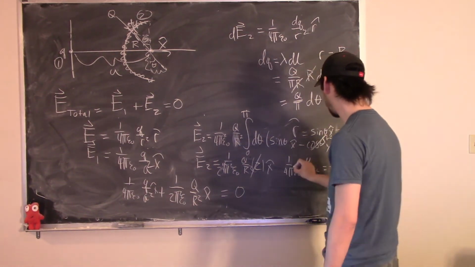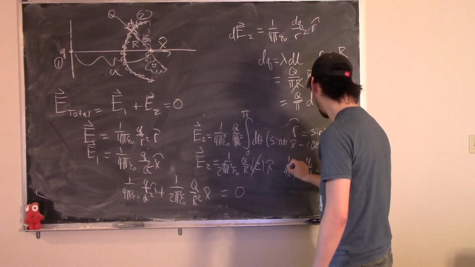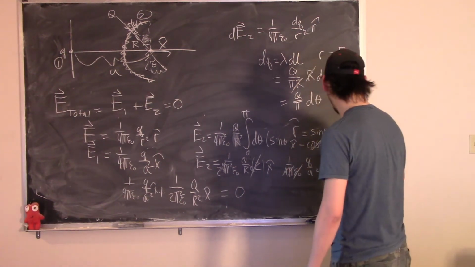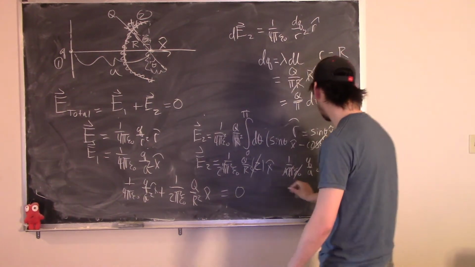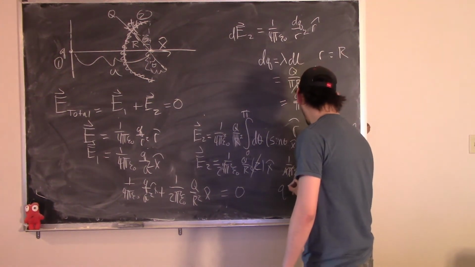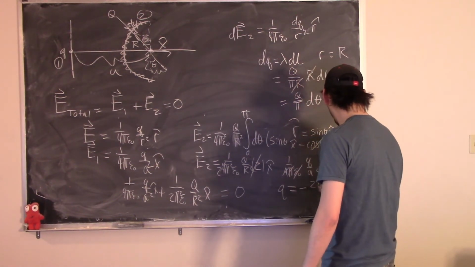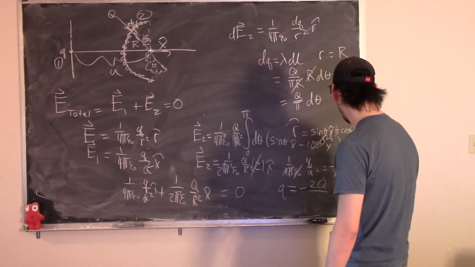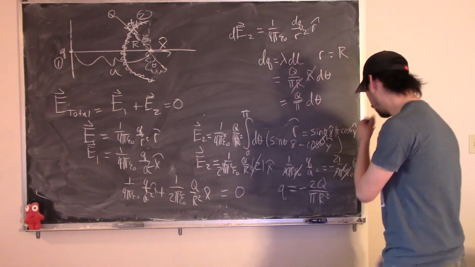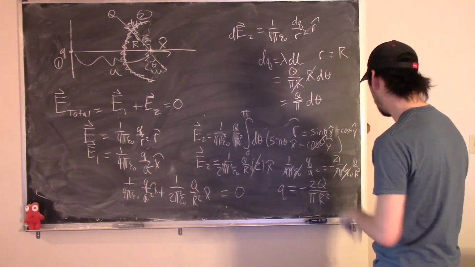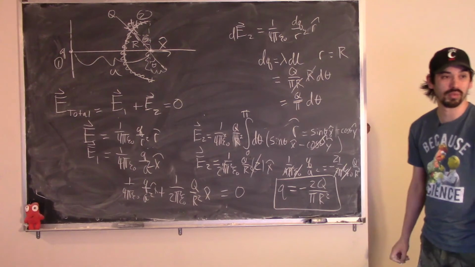We can cancel a factor of pi. We can cancel an epsilon naught. We can move this to the other side. This becomes a 2 in the numerator, and then we can move the a squared over here. So in the end, we have q is equal to minus 2 capital Q divided by pi r squared, if I didn't make any mistakes. So that's ultimately what q is going to be.